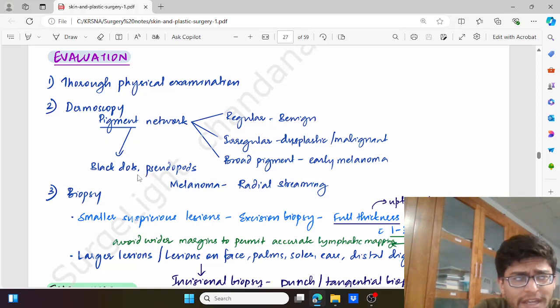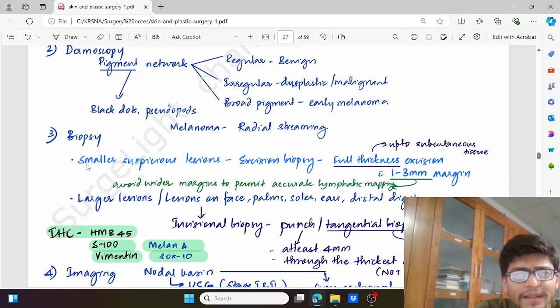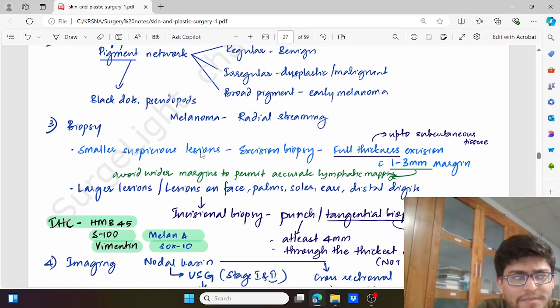So in pigment, we'll be showing black dots and pseudopods. Melanoma will be having radial streaming. Now biopsy: for a small suspicious lesion, we can go for excision biopsy, that is full thickness excision up to the subcutaneous tissue with a margin of 1 to 3 mm, to avoid a wider margin to permit accurate lymphatic mapping.